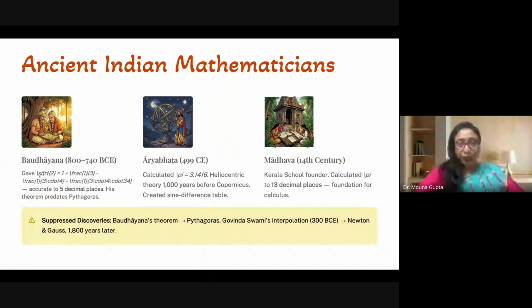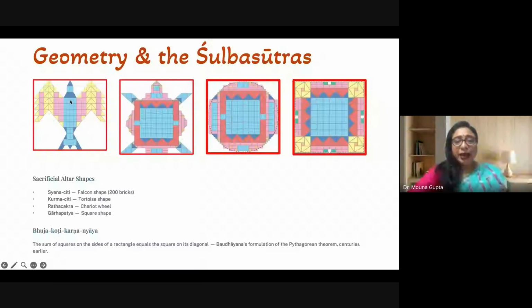And when I was talking about the fire altars, these are the shapes of the fire altars. See, the first shape is basically known as Syena Chiti, and this is kind of a falcon shape. And you would be wondering, what all shapes they have used. They have used triangle, they have used a square, they have used a trapezium, they have used a rectangle also, and to our surprise, this falcon-shaped Sena Chiti was made up of 200 bricks.